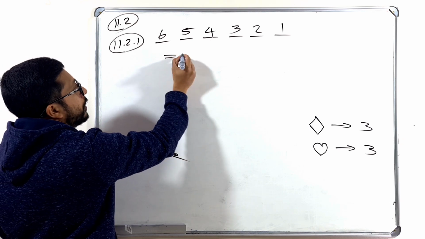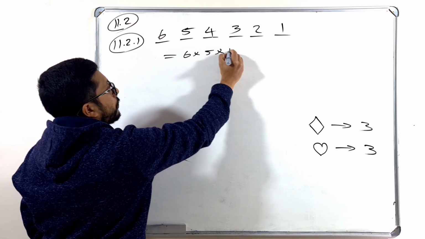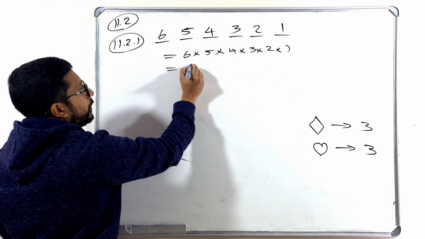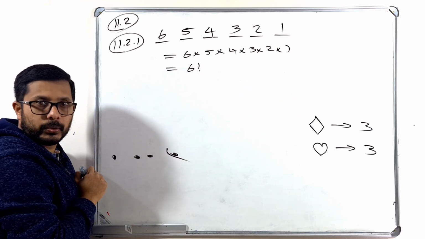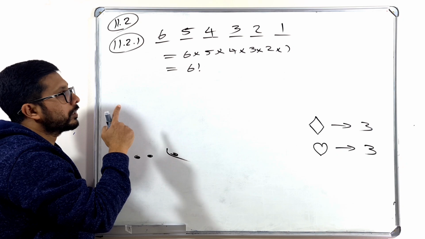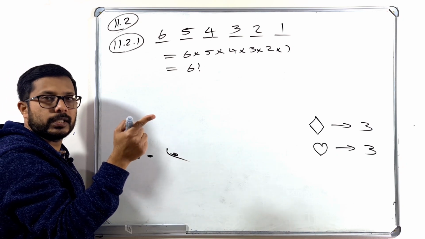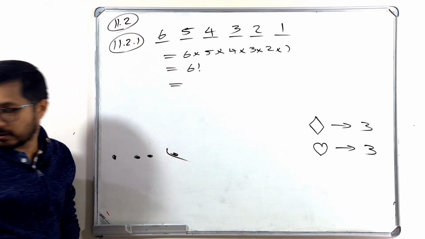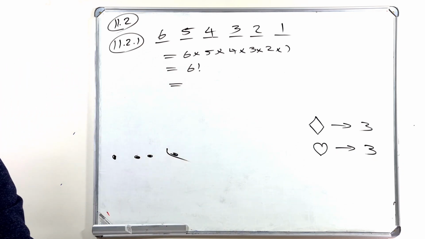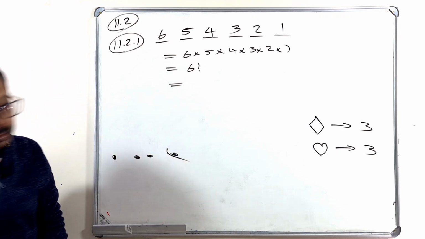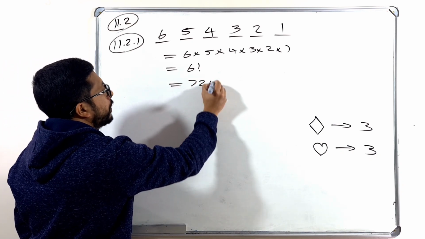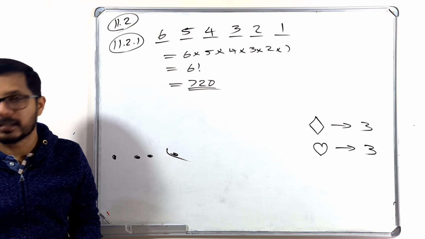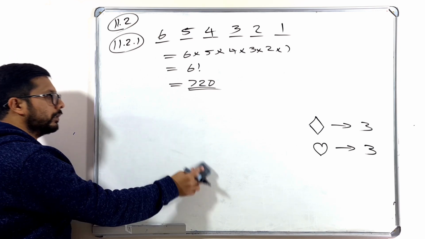Okay, so total 6 times, 5 times, 4 times, 3 times, 2 times, 1. That means this is the same as 6 factorial. We studied this in theory. So take your calculator and find the answer of 6 factorial. It is 720. That means in 720 different ways we can arrange those 6 cards.